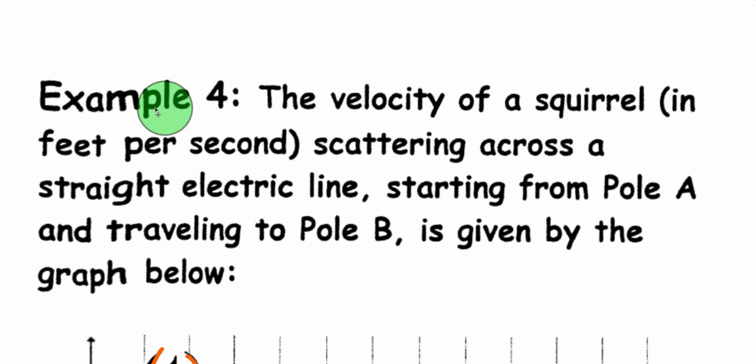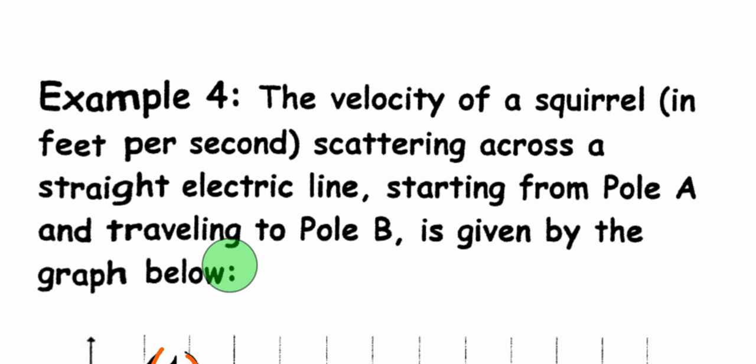We're going to be returning to our example with the squirrel's velocity going from point A to point B, or pole A to pole B. We did this example when we talked about particle and linear motion. Let's read this again. The velocity of the squirrel in feet per second scattering across a straight electric line starting from pole A and traveling to pole B is given by the graph below.